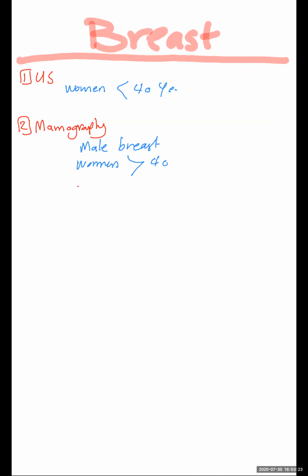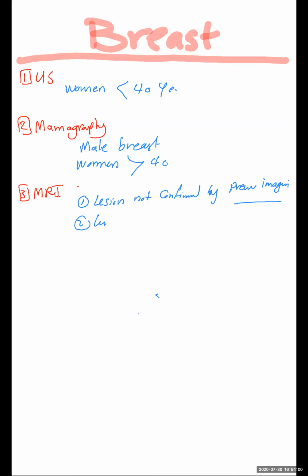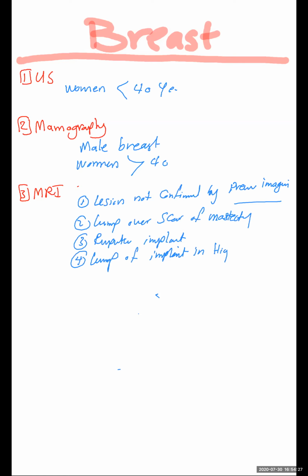Number 3, MRI. Indications of MRI in breast. Number 1, lesion not confirmed by previous imaging, meaning lesion not confirmed by ultrasound or mammography. Number 2, lump over scar of mastectomy. Number 3, rupture of implant. Number 4, lump over implant in a high risk patient.